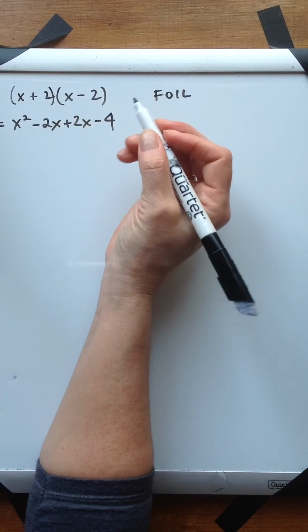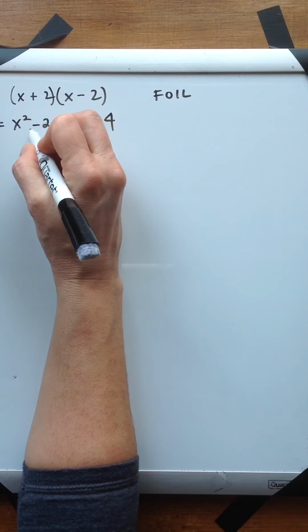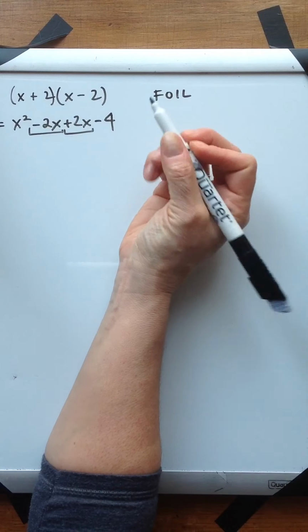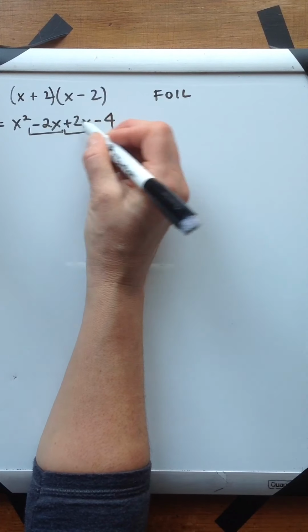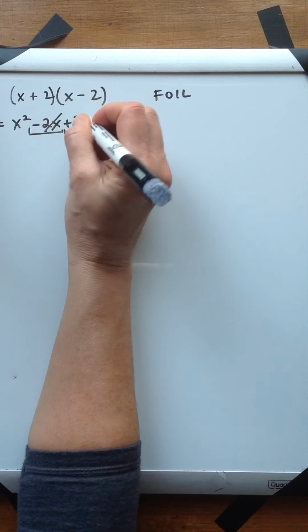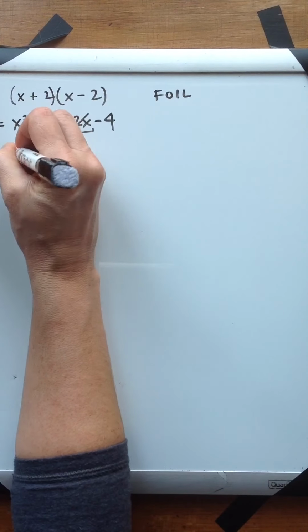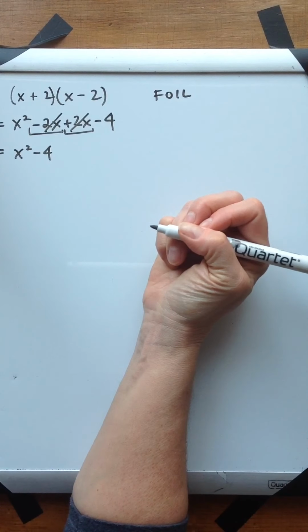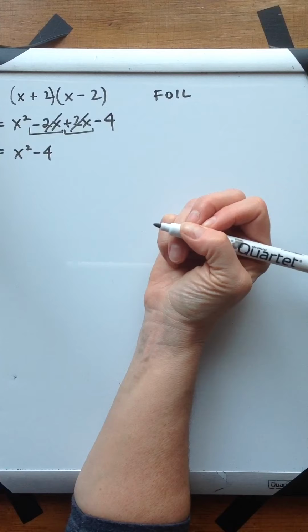Now when we examine this polynomial, or string of terms, we notice some like terms exist, the ones in the center. Not only are they like, they're exact opposites, negative 2x and positive 2x, which means they perfectly cancel each other out. And we end up with an answer simply of x squared minus 4.